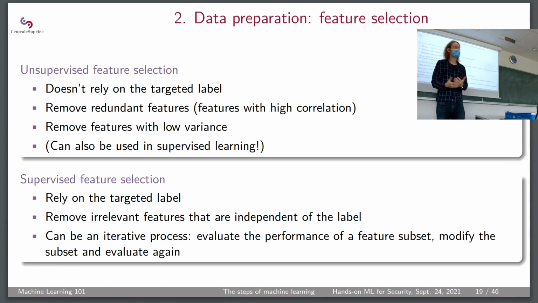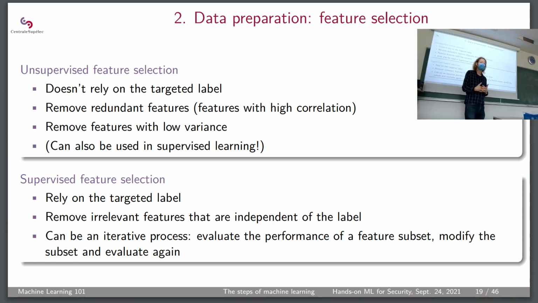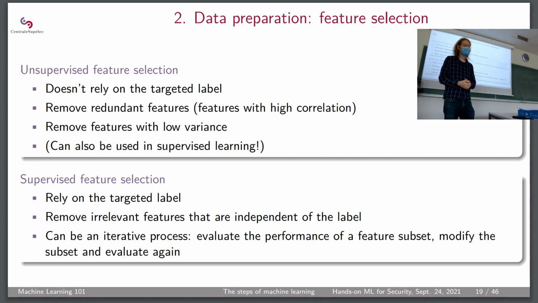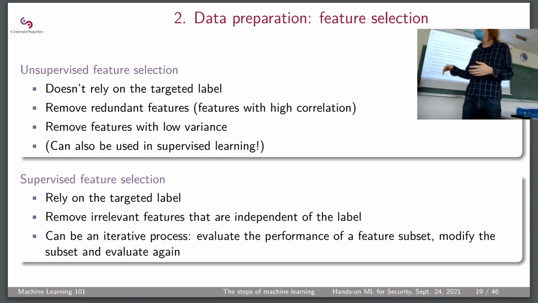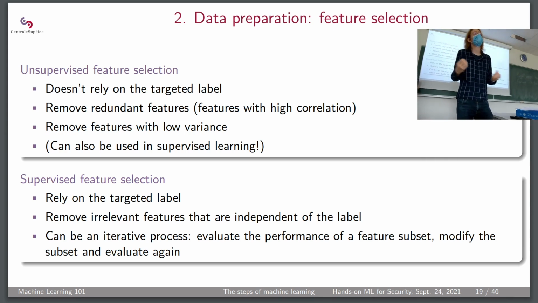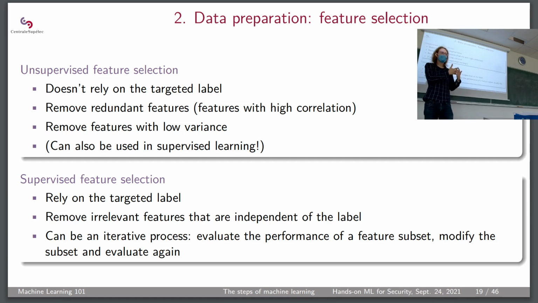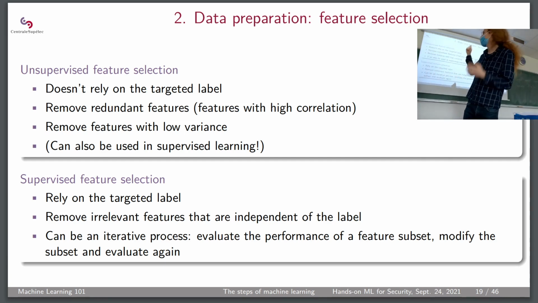An important step in the machine learning process is feature selection. I told you earlier, try to measure everything you can, and then we'll sort and discard the useless features. How do we do it? There are two categories of techniques. The first is unsupervised feature selection, which doesn't rely on the targeted label. The idea is to remove some redundant features, for example, features with very high correlation. We can discard one and keep the other, because the one we discarded doesn't bring much information beyond the other one. We can also remove features with low variance. For example, if a feature is almost always the same value, it doesn't bring much information. These techniques don't rely on targeted labels, so it's called unsupervised. But of course, you can use it in supervised learning. In that case, just ignore the label.